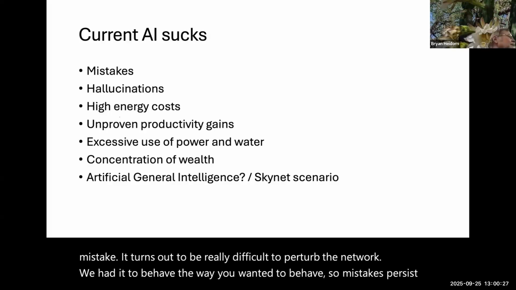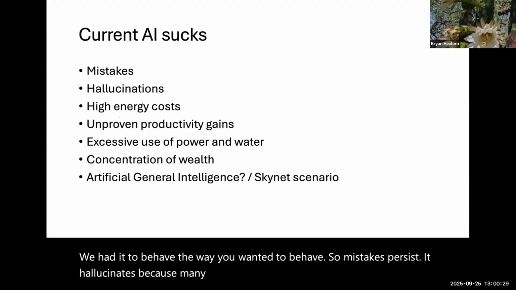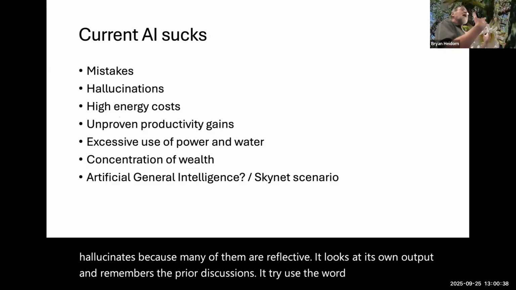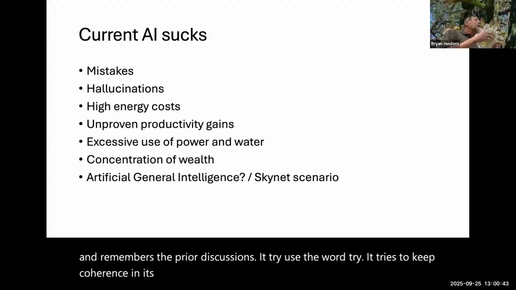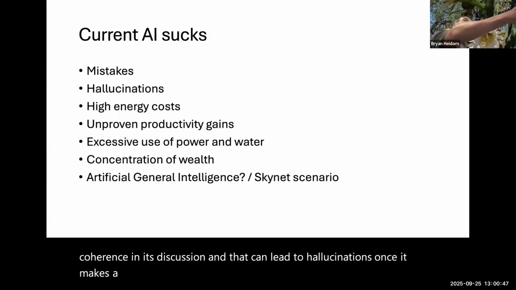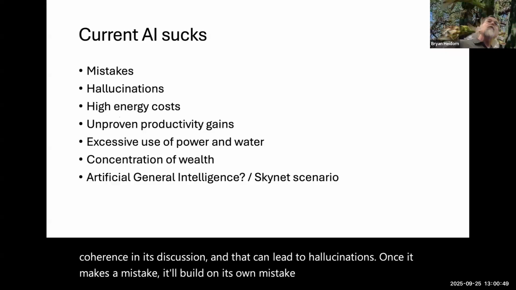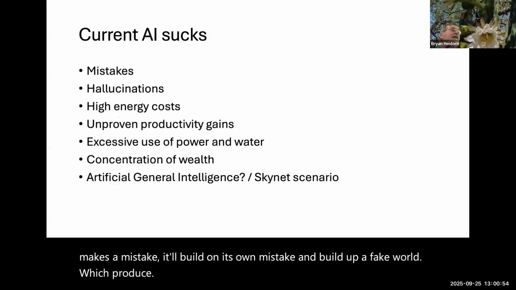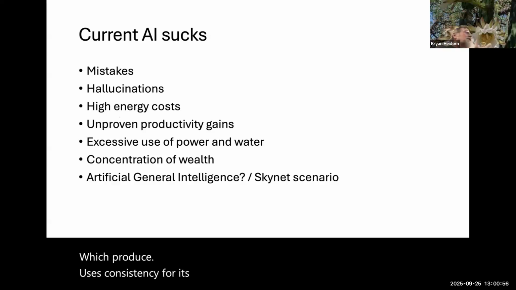It hallucinates because many of them are reflective. It looks at its own output and remembers the prior discussions. It tries to keep coherence in its discussion, and that can lead to hallucinations. Once it makes a mistake, it'll build on its own mistake and build up a fake world, which produces consistency for its output. And we've come to call that hallucinating.